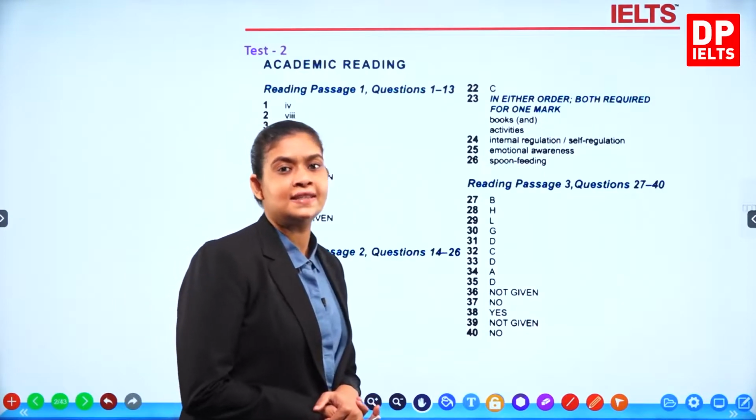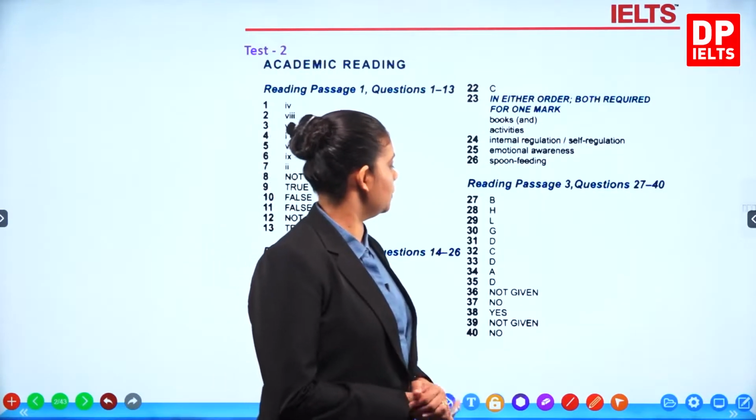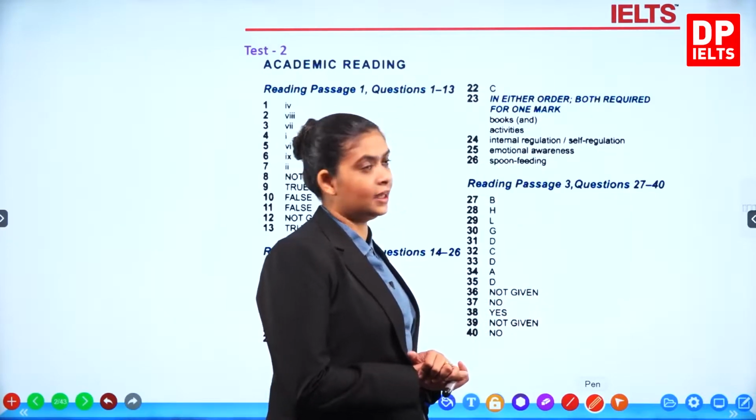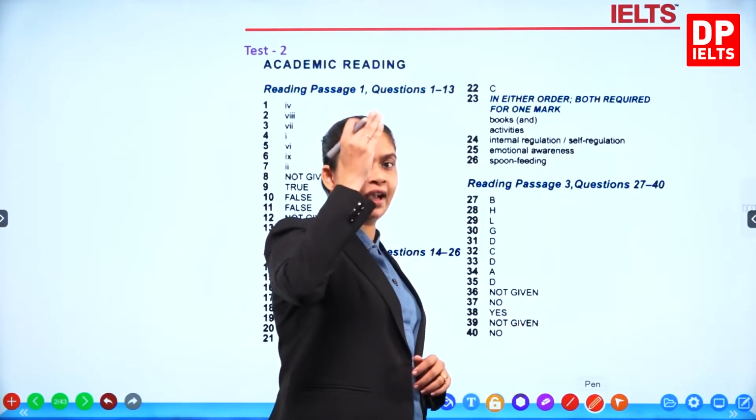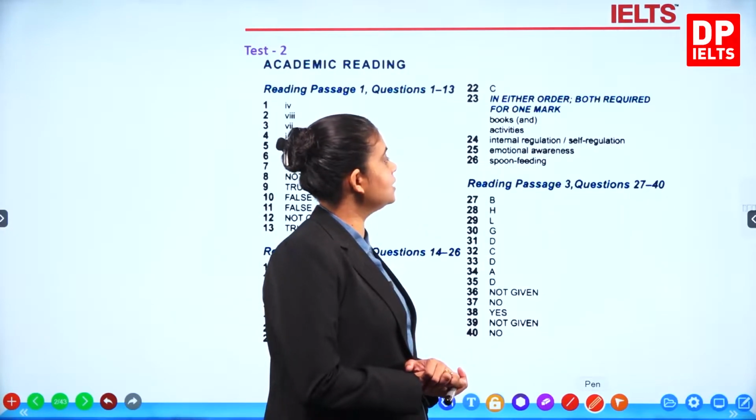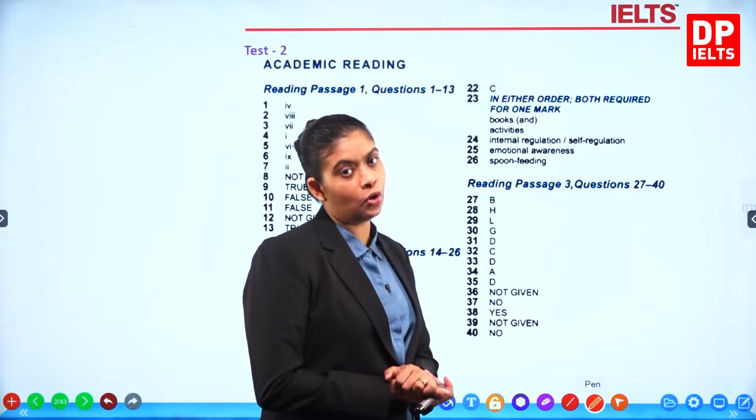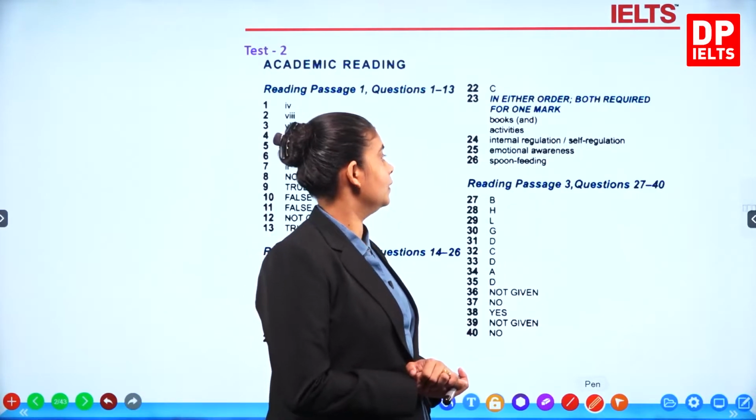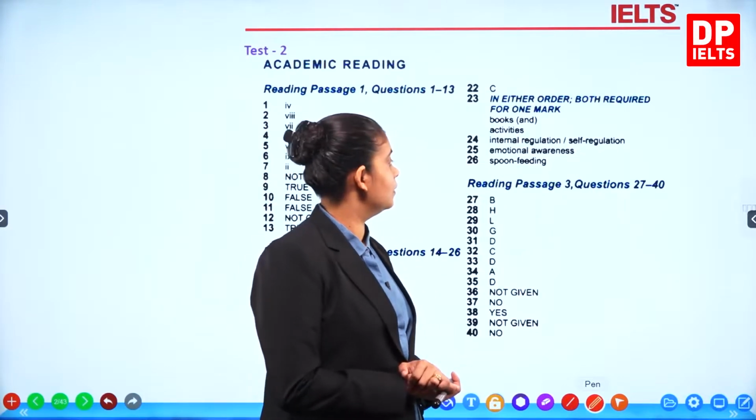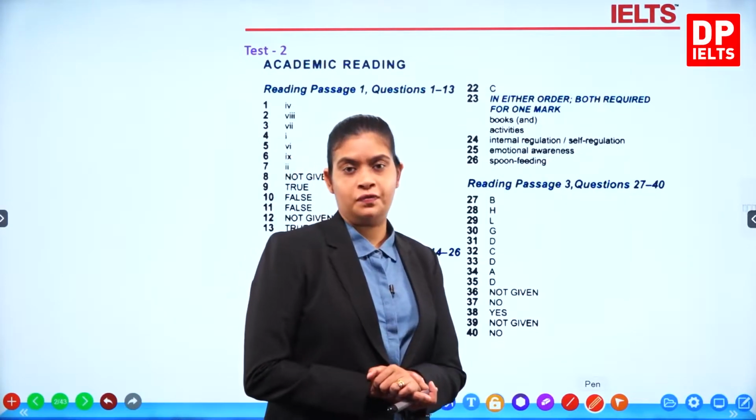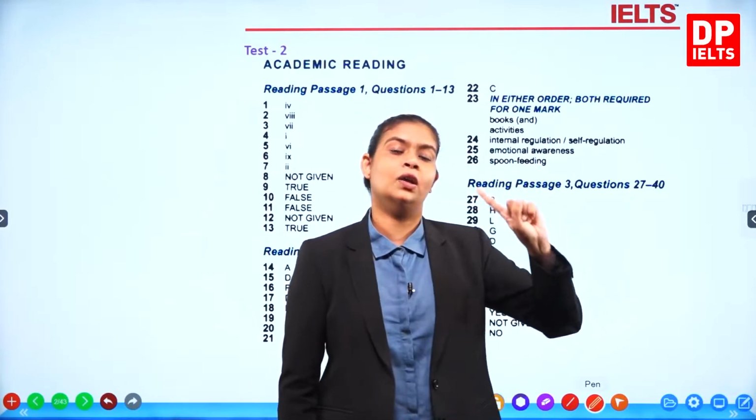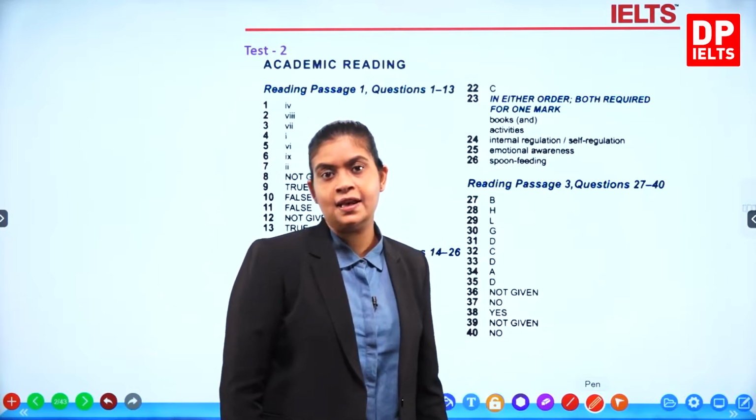22 is C. 23 and 24, you can have it in either order. Books, activities, or you can have activities, books. 24, internal regulation or self-regulation. 25, emotional awareness. 26, spoon feeding. So when there are hyphenated words like this, they act like one word. It's considered as one word.